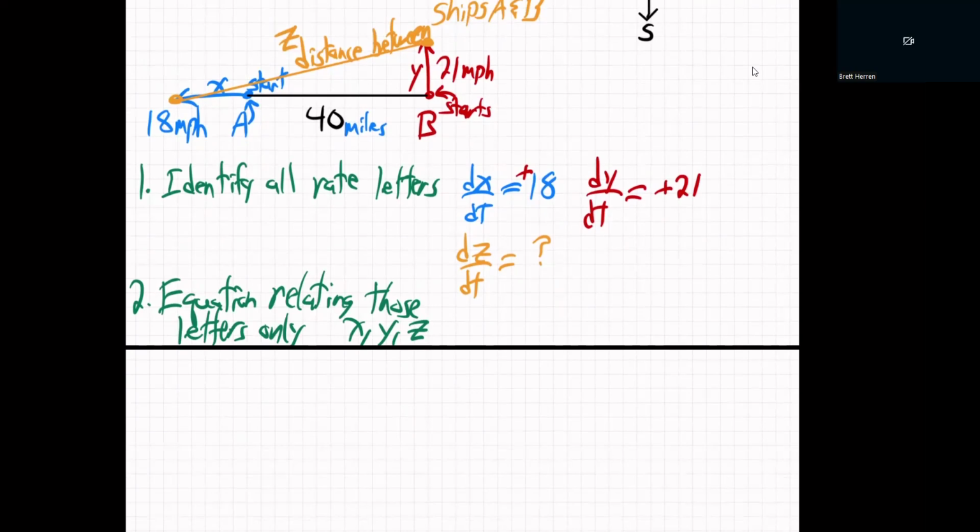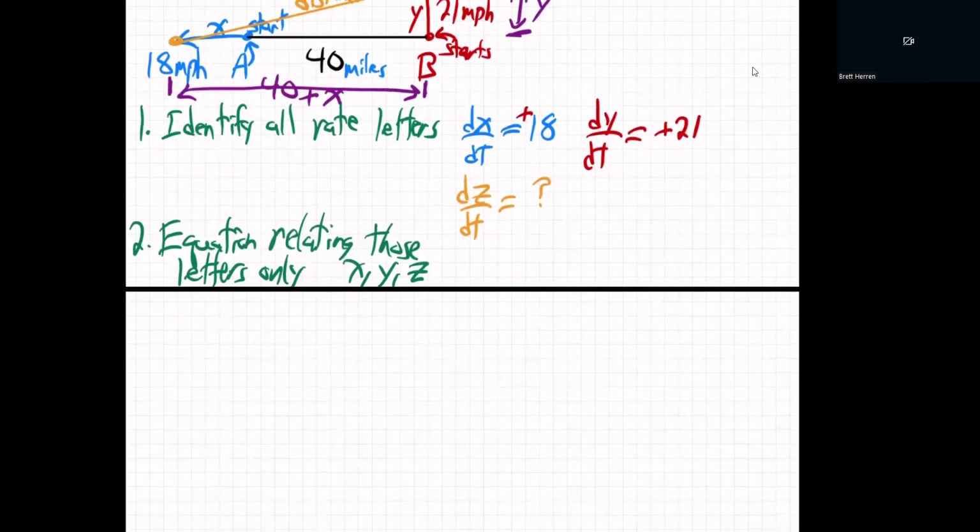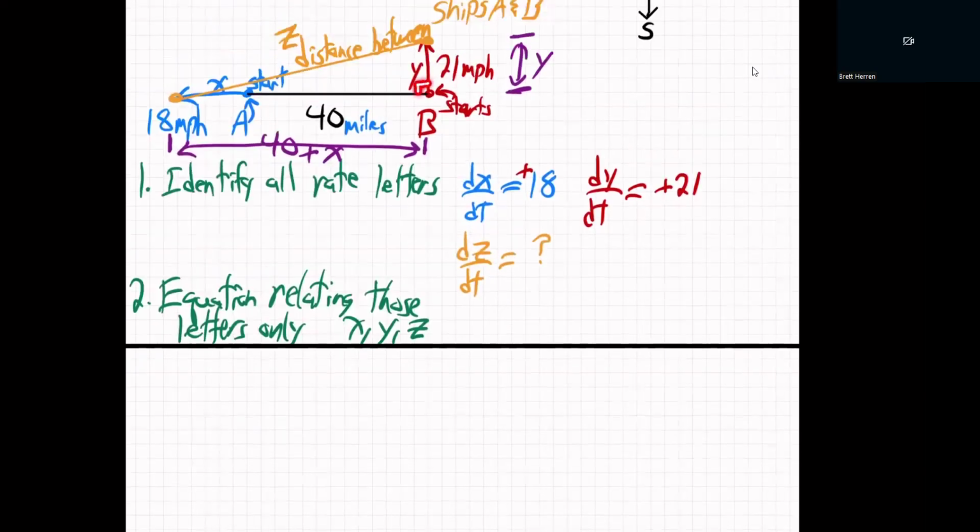A little tricky. The distance from here to here is 40 plus X, isn't it? Because from here to here is 40, and then this is X. So all the way from here to there is 40 plus X, right? And from here to here, this side is just Y. And we know this is Z. So we have a triangle, don't we? And this is a right triangle, right angle right there.